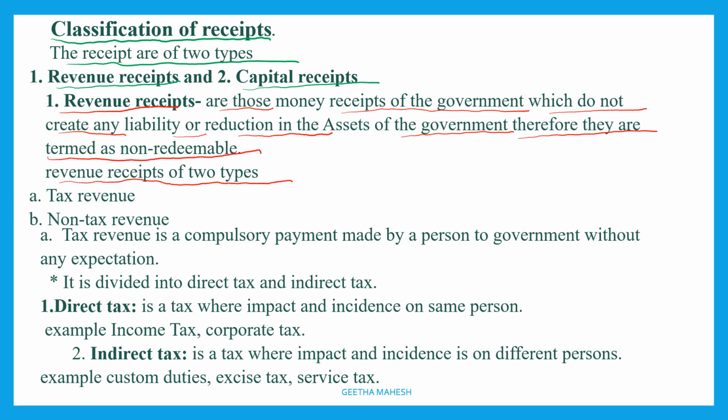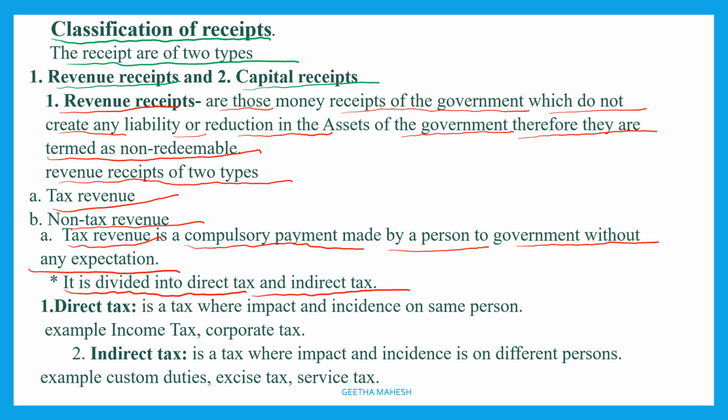Revenue receipts are of two types. One is tax revenue, another one is non-tax revenue. What do you mean by tax revenue? It is a compulsory payment made by a person to government without any expectation. So here tax revenue is divided into two divisions. One is direct tax, another one is indirect tax.